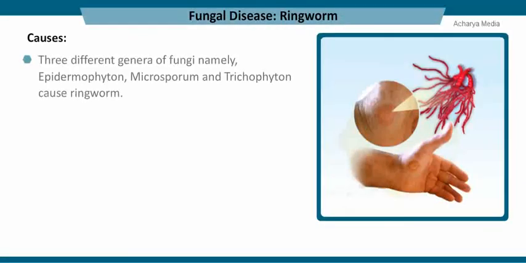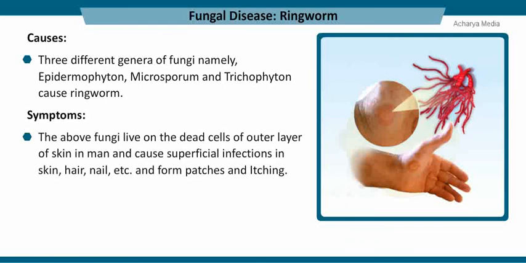Causes. Three different genera of fungi, namely Epidermophyton, Microsporum, and Trichophyton, cause ringworm. Symptoms. The above fungi live on the dead cells of the outer layer of skin in man and cause superficial infections in skin, hair, nail, etc. and form patches and itching.